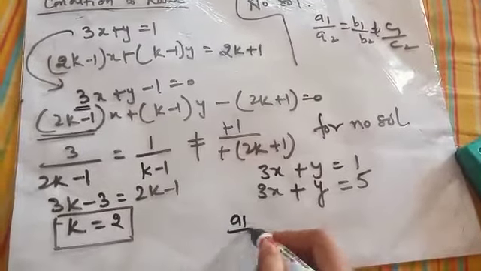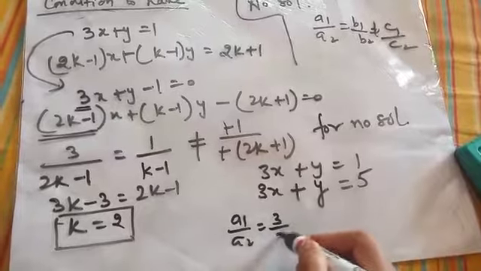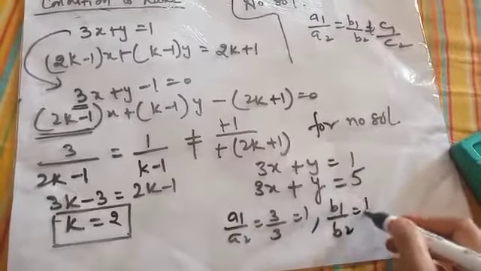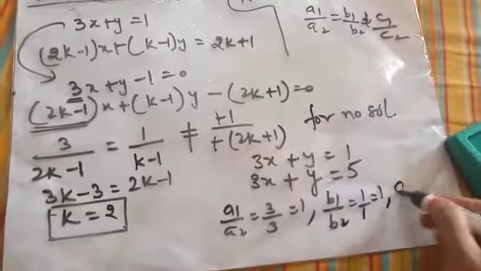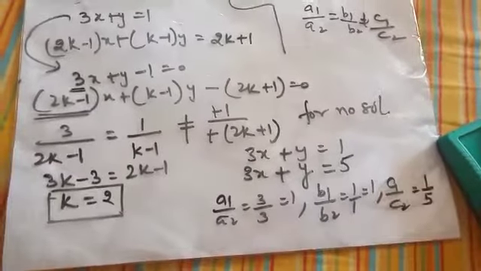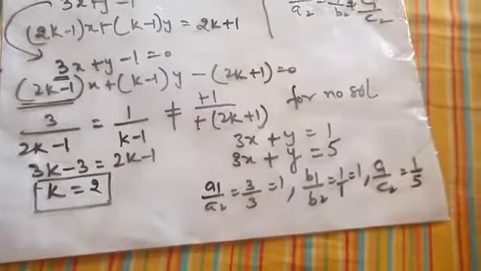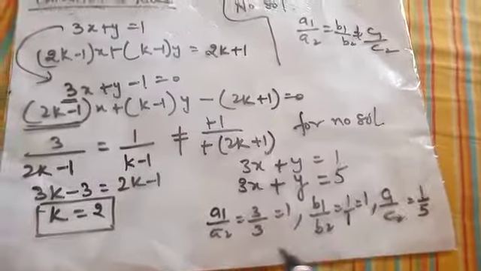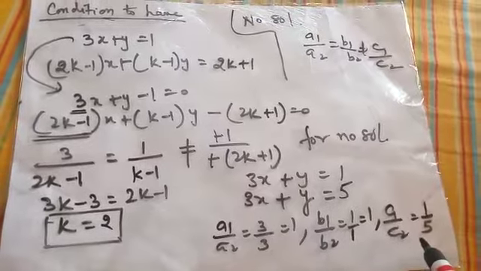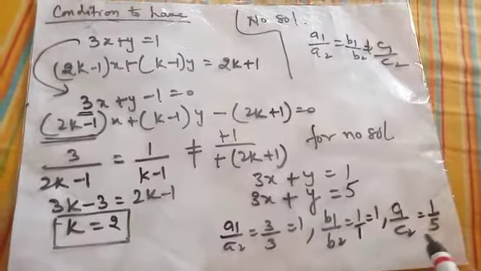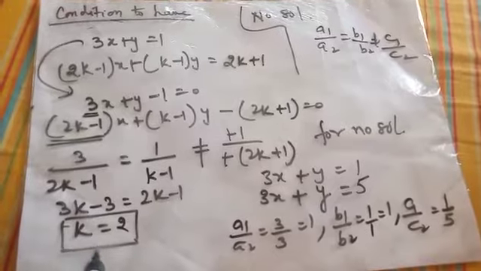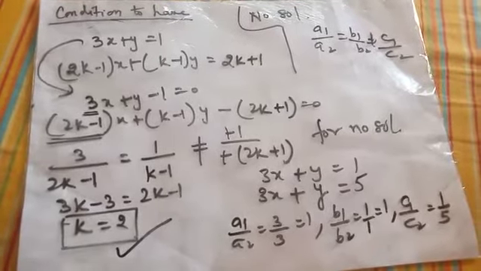a1 by a2, what will it come? 3 by 3 which is equal to 1. b1 by b2, what will it come? 1 by 1 which is equal to 1. c1 by c2, what will it come? 1 by 5. Now you can check I have kept the constants in the right only, and then also I have written c1 by c2 as 1 by 5. Now you can check that a1 by a2 is equal to b1 by b2 is not equal to c1 by c2. Hence the given system of equation has no solution, and that means whatever value I have found is correct.